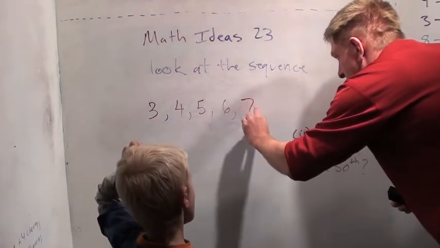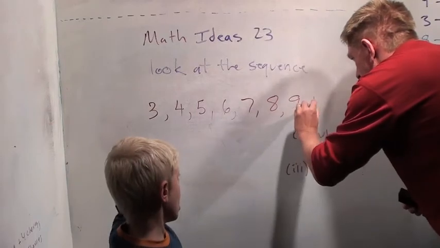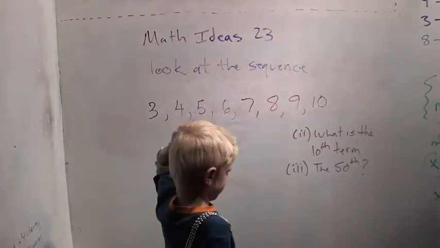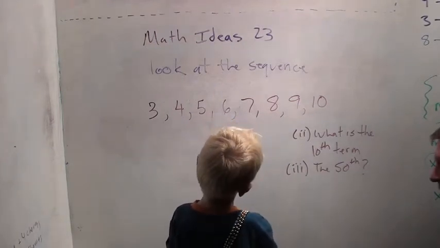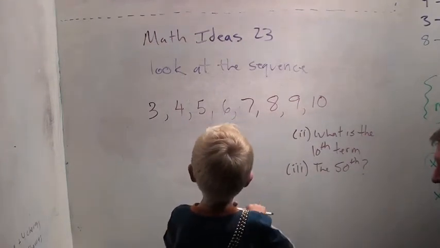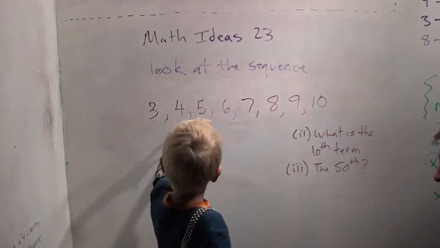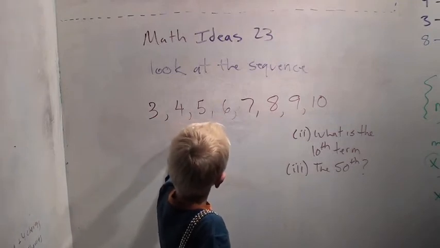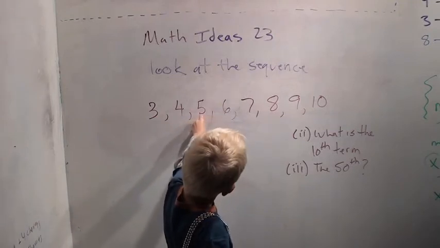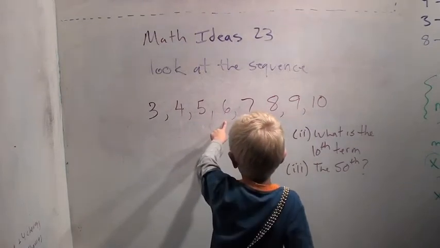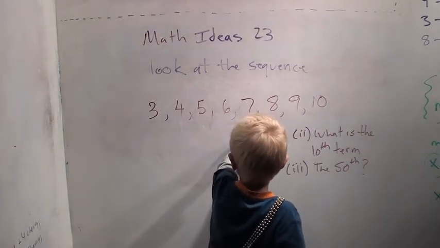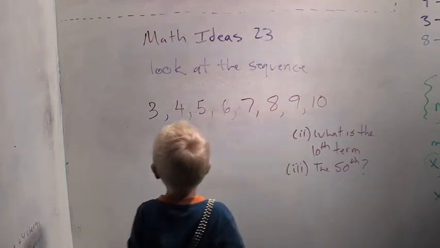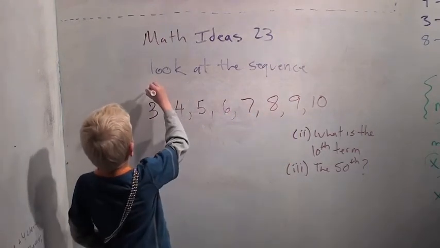7, 8, 9, and 10. Okay, now here's the next question. What is the 10th term in this sequence? Interesting. So that's the first term. Okay, what's the first term? 3 is the first term, 4 is the second term, 5 is the third term, 6 is the fourth term, 7 is the fifth term. Okay, why don't you write the number of the term above the 1.